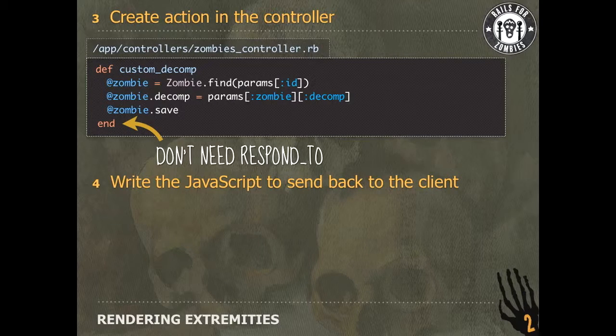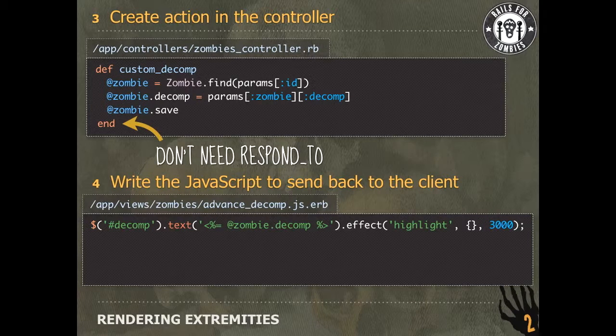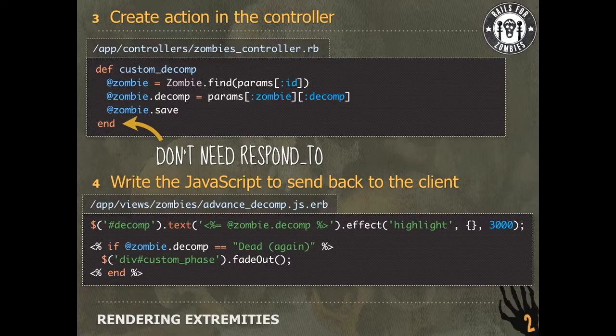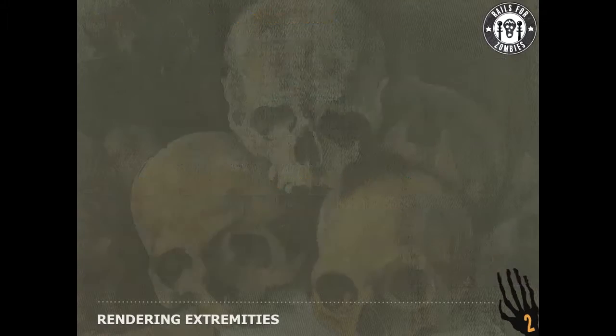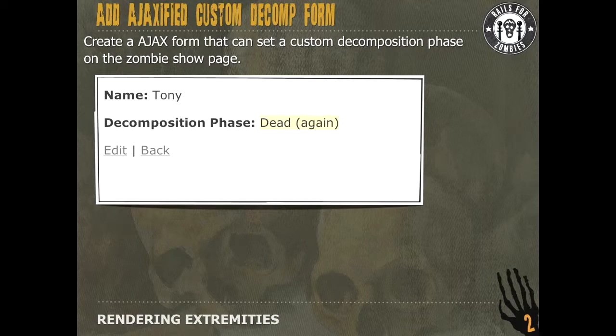Now let's write the JavaScript to send back to the client. First, we're going to set that decomposition span to the new value of our decomposition. Let's go ahead and highlight that so it sticks out, calls our attention. Then, if the zombie decomposition is dead again, go ahead and fade out that form we just created. Let's check this out in action. So here we're going to set a custom phase. You can see when we add that, it highlights it and updates it. And now when we put dead again, it makes the form disappear.